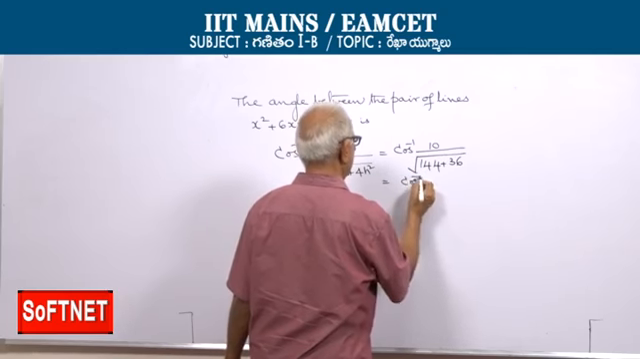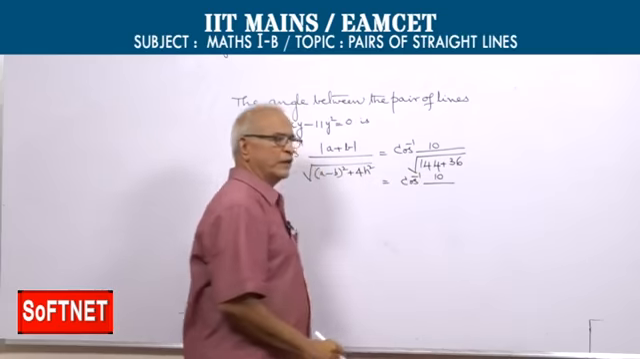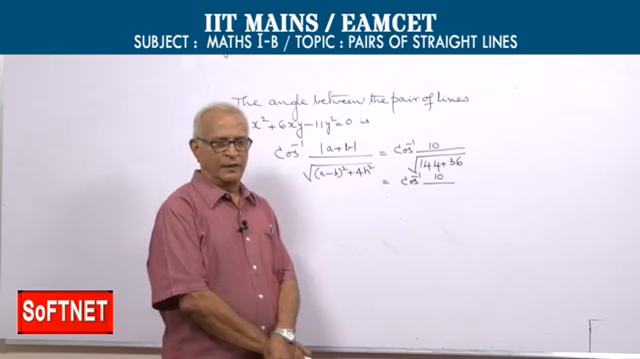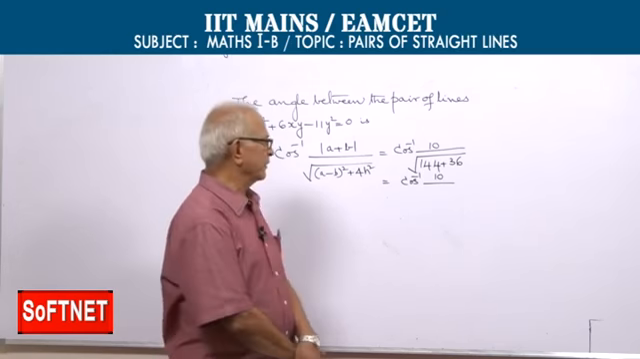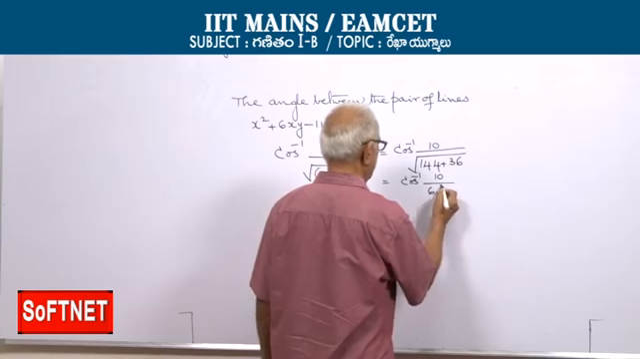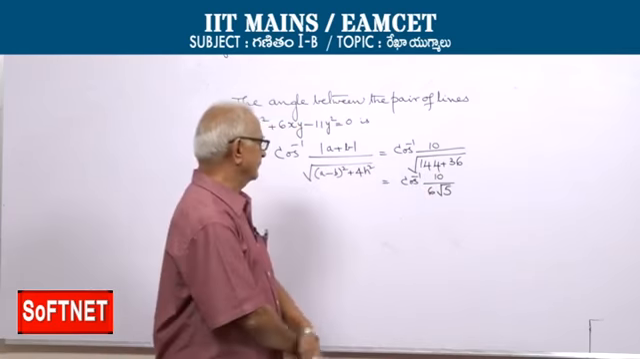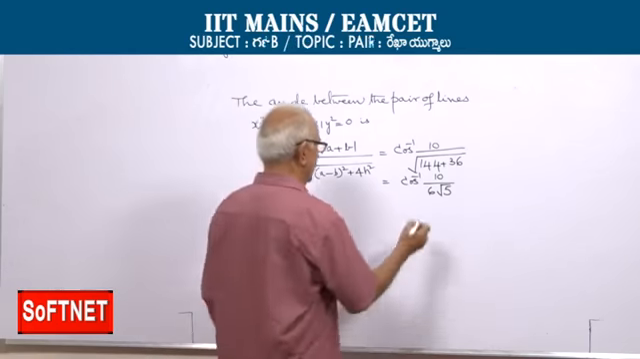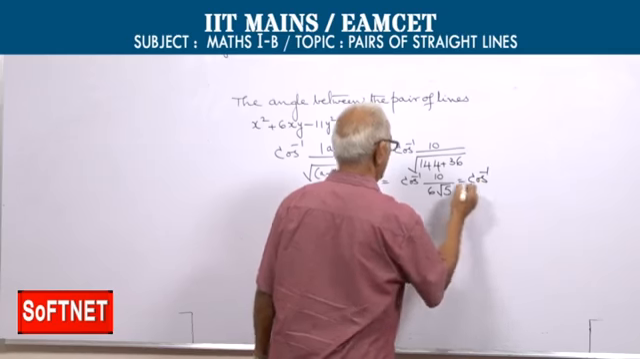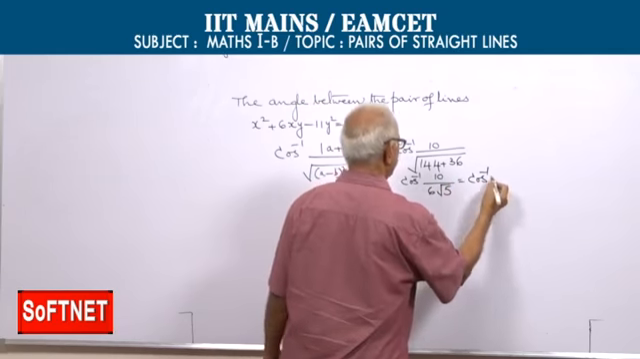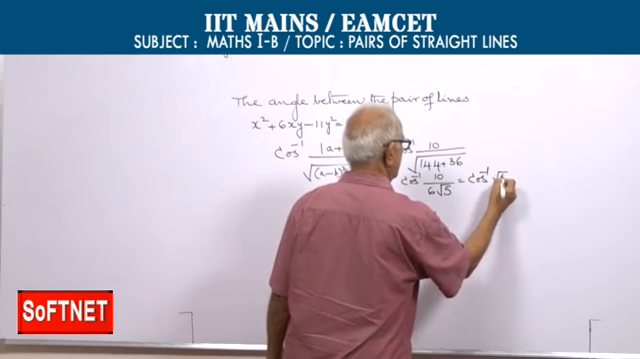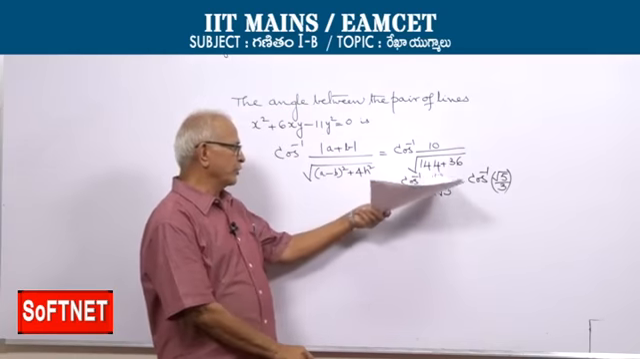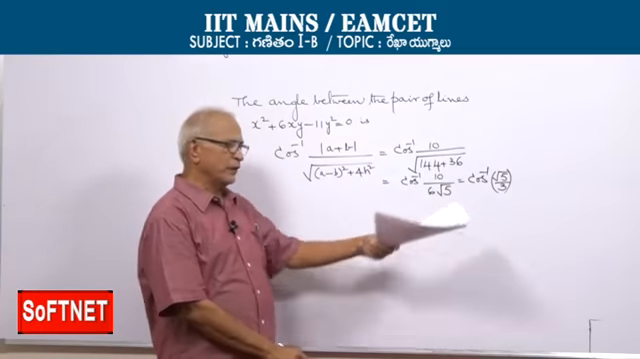cos⁻¹. This is 144 plus 36 is 180. Well, 180 is 36 into 5. That means 6 root 5. Two can be cancelled, 5 by 3. So, cancelling 2 here, 5 by 3 here, 5 by root 5 is root 5, cos⁻¹ root 5 by 3.